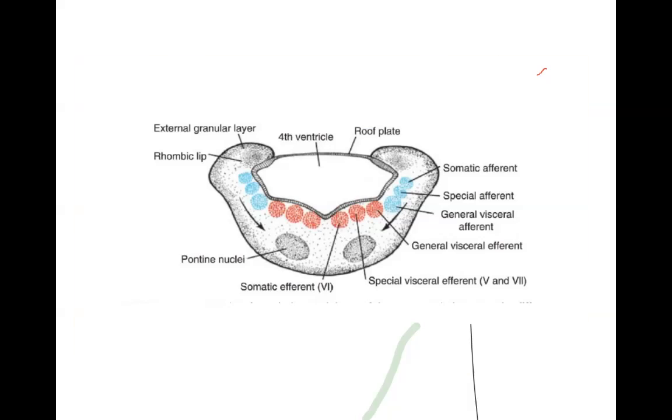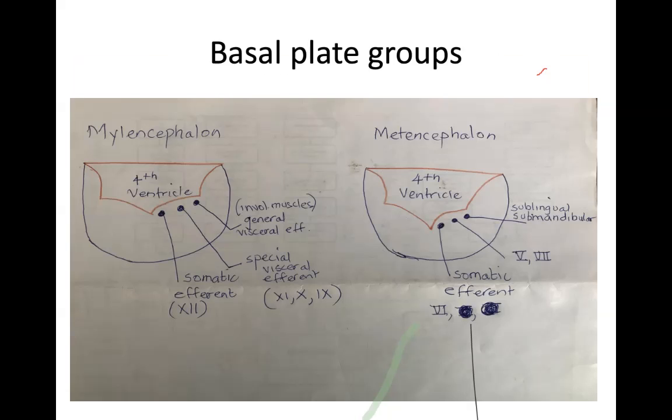Now we talk about metencephalon. I've already told you that metencephalon, I showed you this diagram, if I'm not wrong. Metencephalon, basal plate. Somatic efferent, sixth nerve. Special visceral efferent, trigeminal and facial. General visceral efferent to sublingual and submandibular glands.